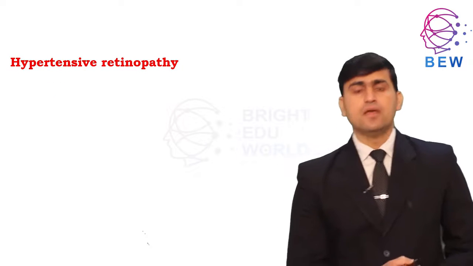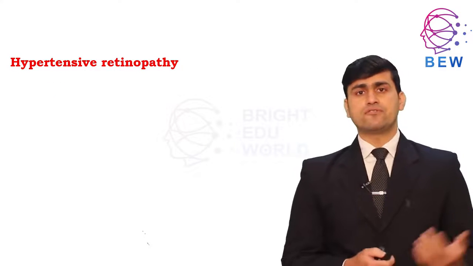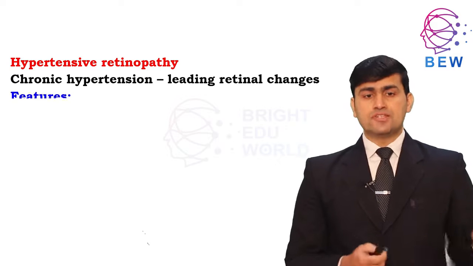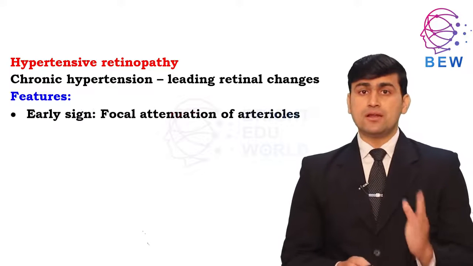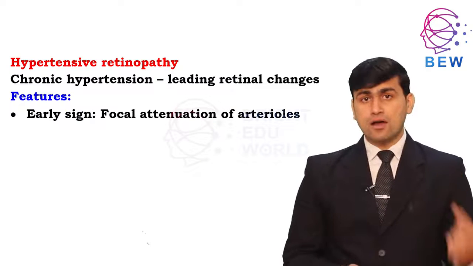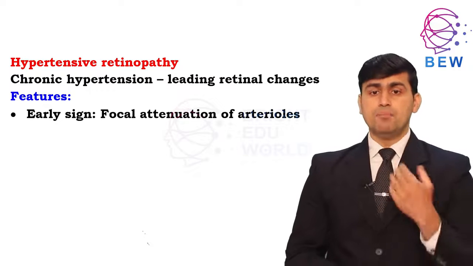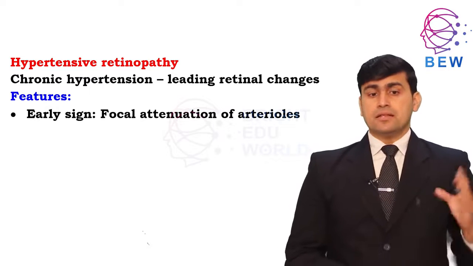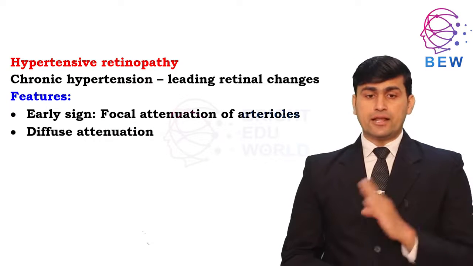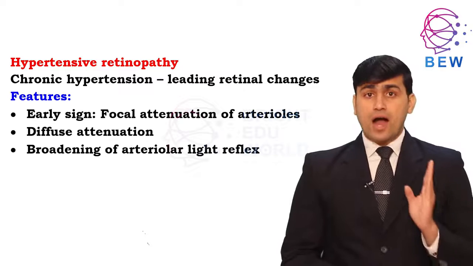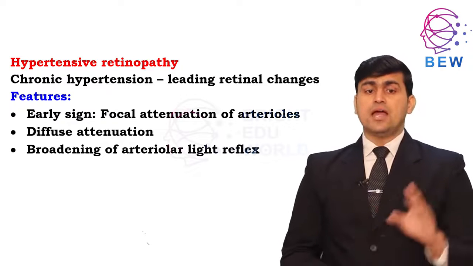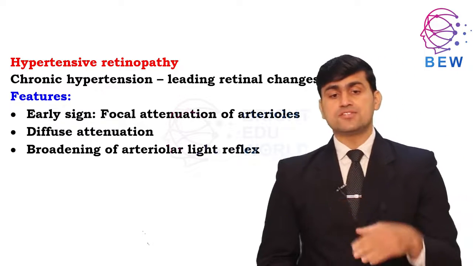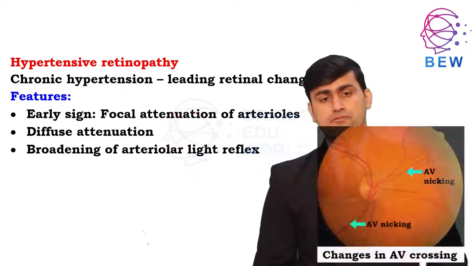Now, hypertensive retinopathy. What is hypertensive retinopathy? These are retinal changes in cases of chronic hypertension. The features are: focal attenuation of major retinal arterioles is one of the earliest signs. Then diffuse or generalized arteriolar attenuation, broadening of arteriolar light reflex and arteriovenous crossing changes may also occur. These are the other features.